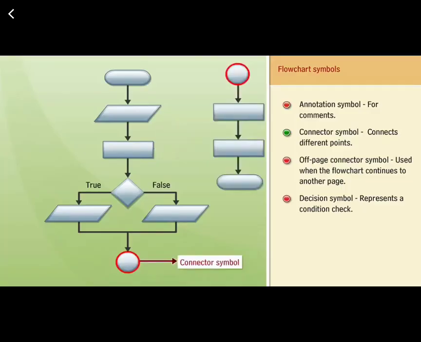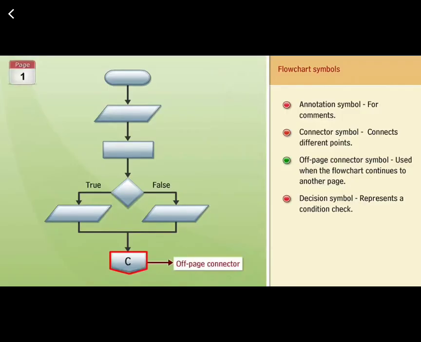This is the connector symbol and is used to connect different points in the flowchart. While drawing flow lines from one point of the flowchart to the other, we may find the space insufficient. The connector symbol comes in handy at such times. Two connector symbols with the same label are considered to be connected to each other.